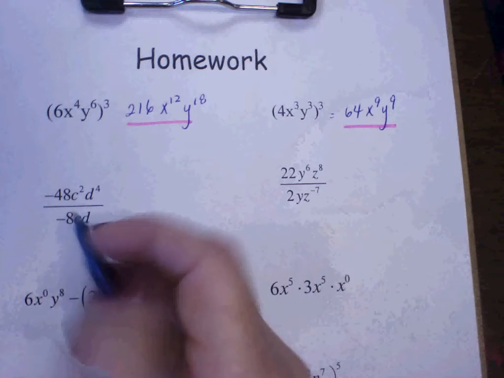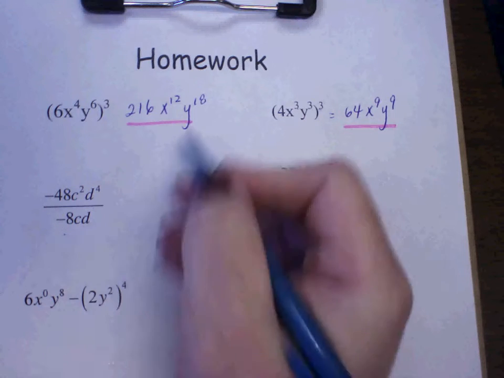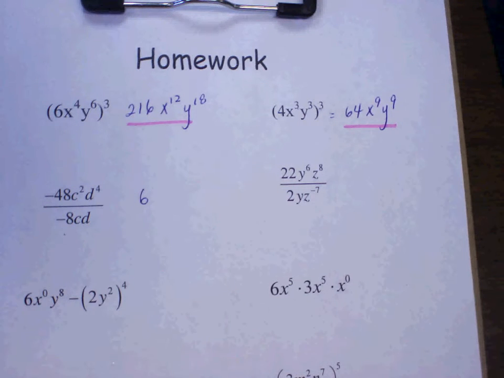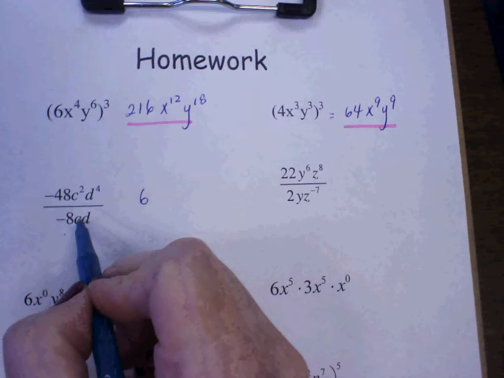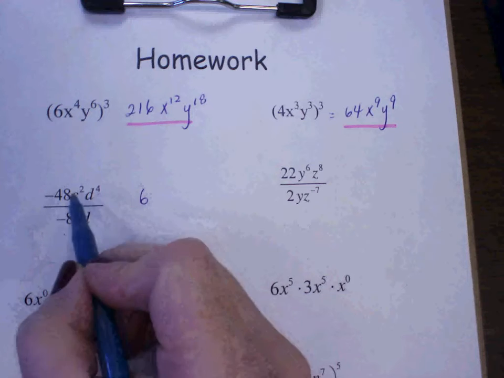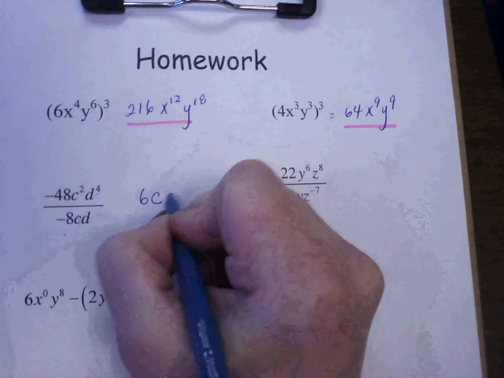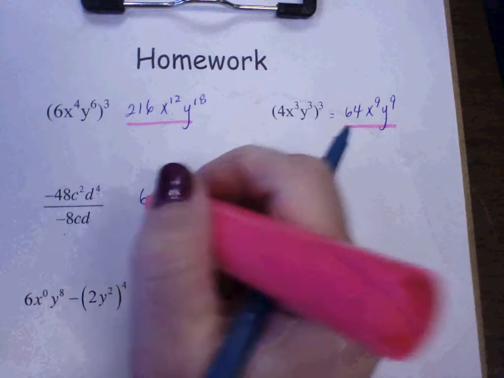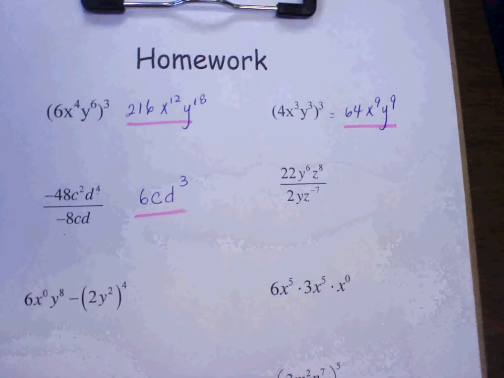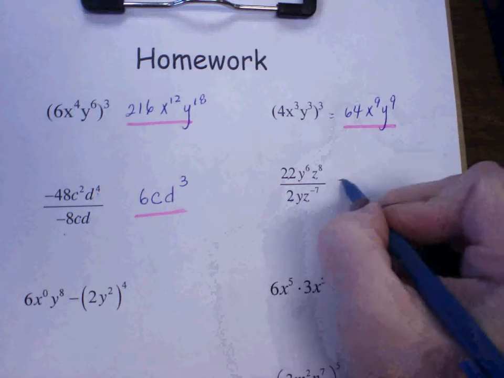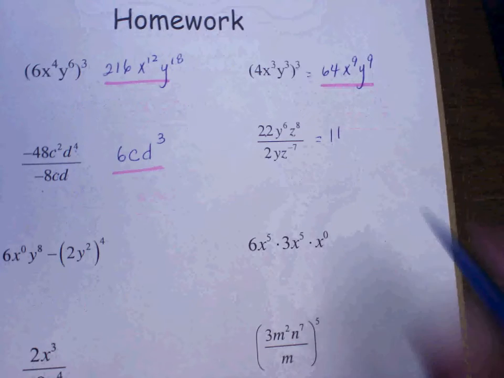All right. Negative 48 divided by negative 8 is positive 6. Very good. And now we're going to subtract, right? And keep them where the biggest one is. So 2 minus 1, 1. And 4 minus 1, you're done. Yes? 22 divided by 2, 11.